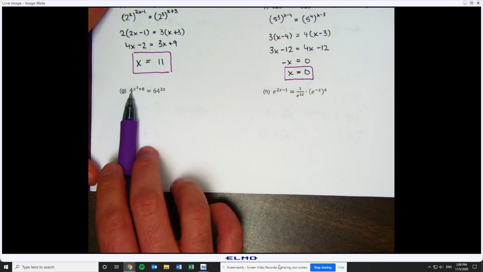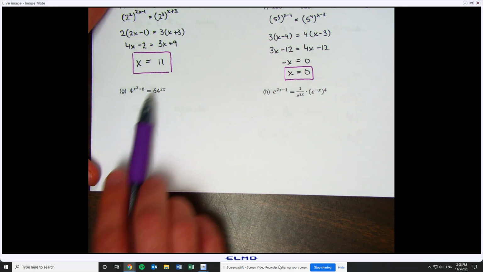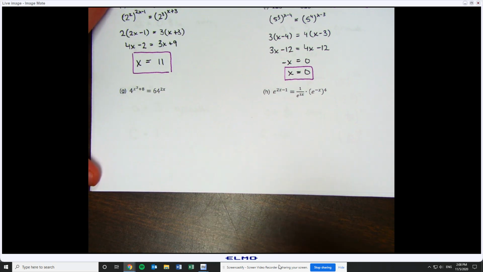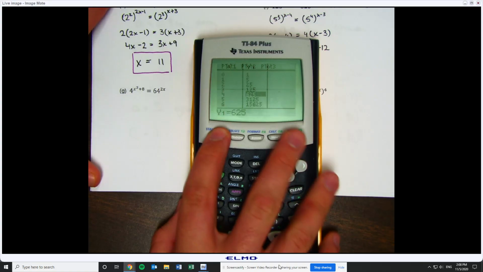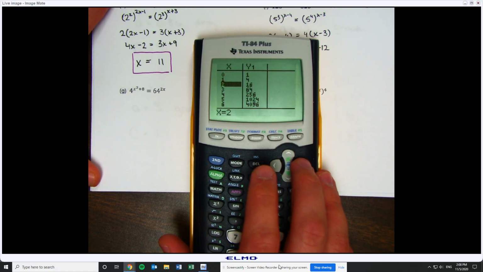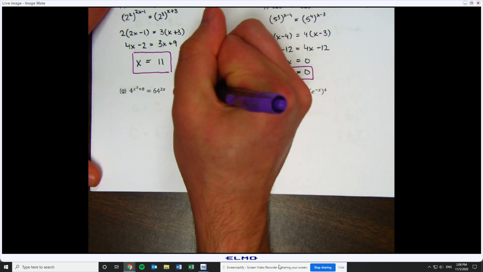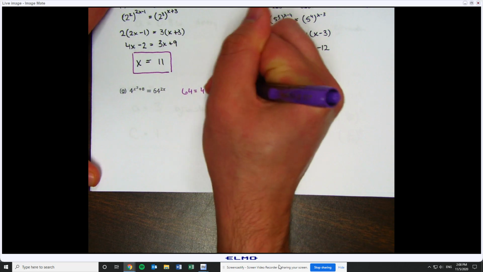Right here, I have 4 and 64. 4 is small, so I might be able to change 4 into 64. Spoiler alert, we can. But just to make sure we're all on the same page, I'll put 4. 64 is right there. So I know 64 is equal to 4 to the third power.